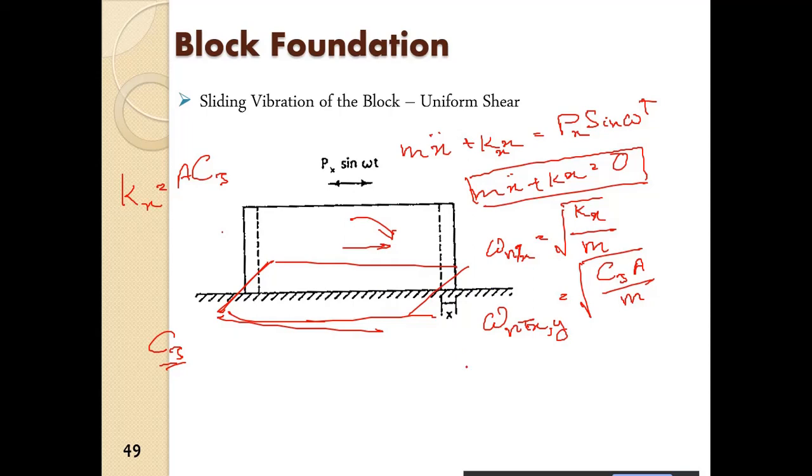Of course, if you want to find the frequency in terms of hertz, that will be 1 by 2 pi times omega n, as we have discussed just now in the earlier slides. So you can find the frequency in terms of hertz. This is angular frequency and this is the frequency in terms of number of cycles.